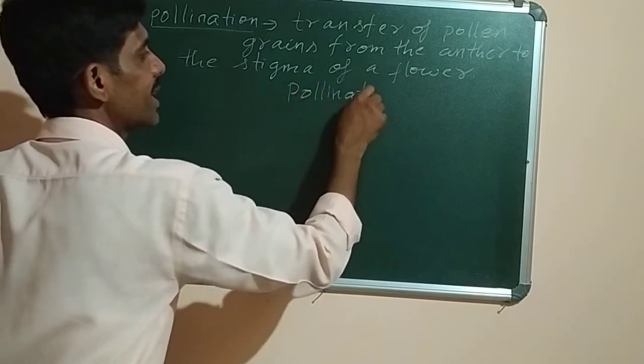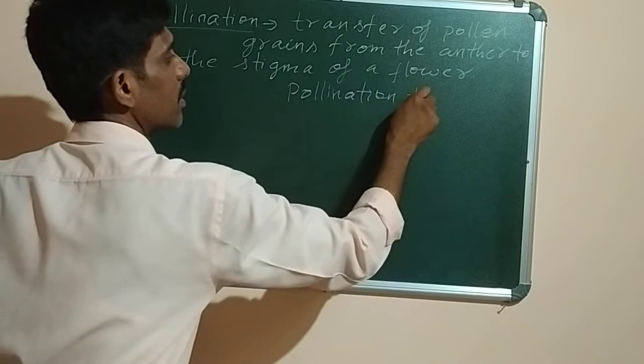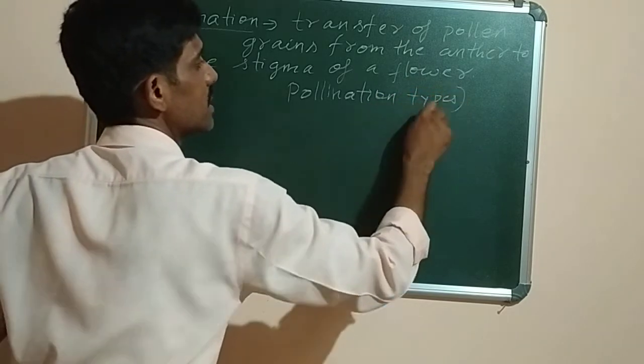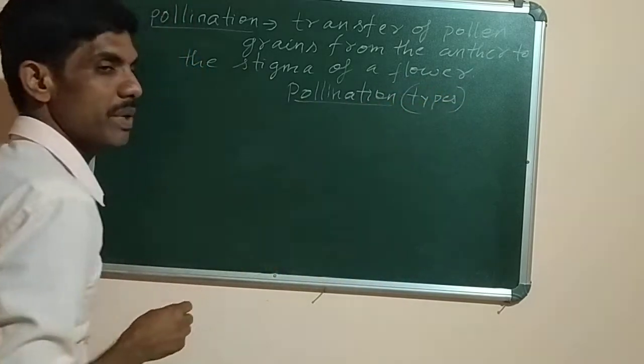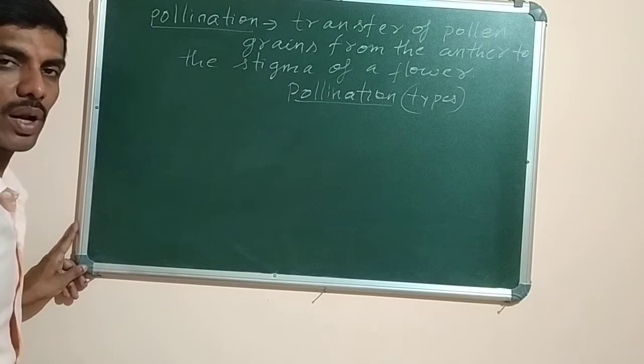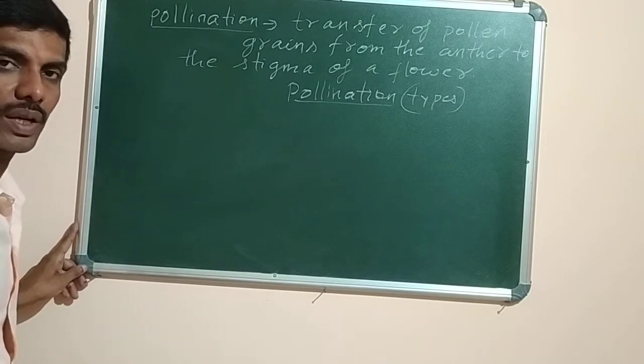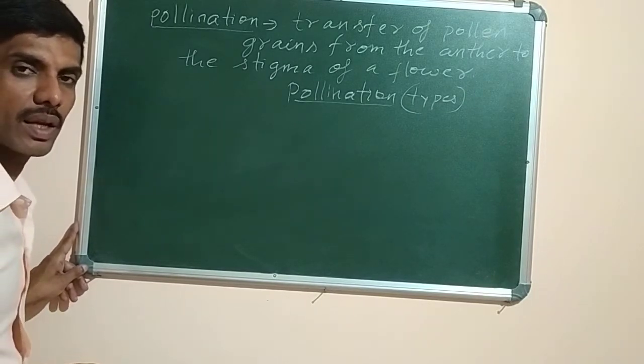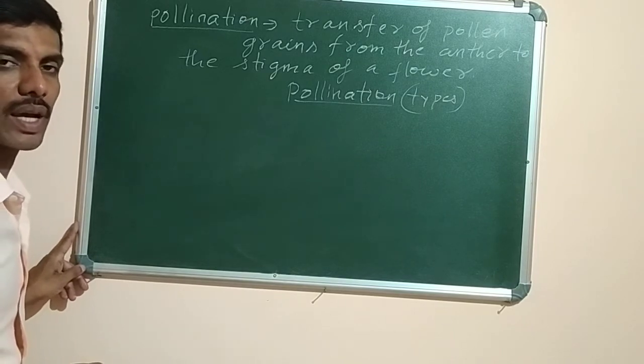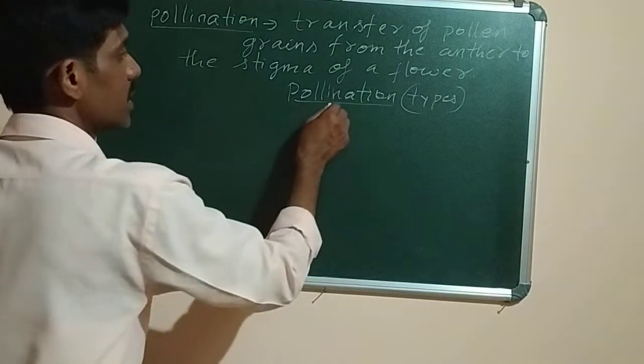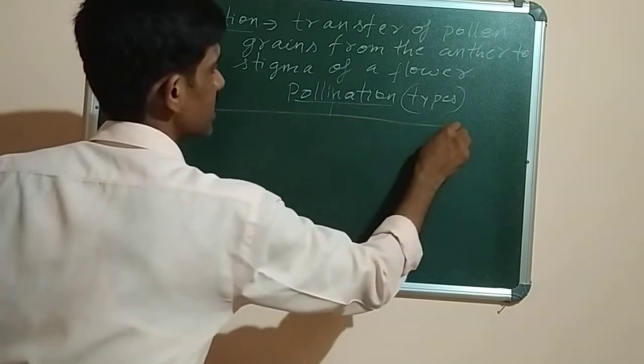Now what is a pollinating agent, if it is asked? Pollinating agent means those substances which help in bringing about pollination. Like pollens are transferred by wind, it can be transferred by water, it can be done by insects, or it can be done by man also. So first we will study about the types of pollination.